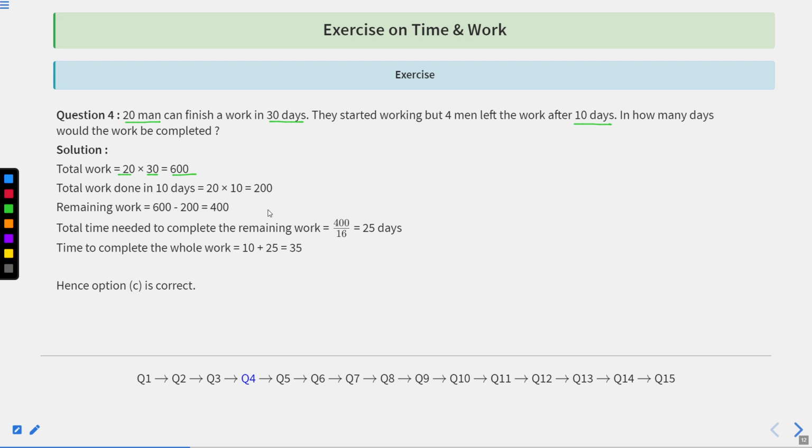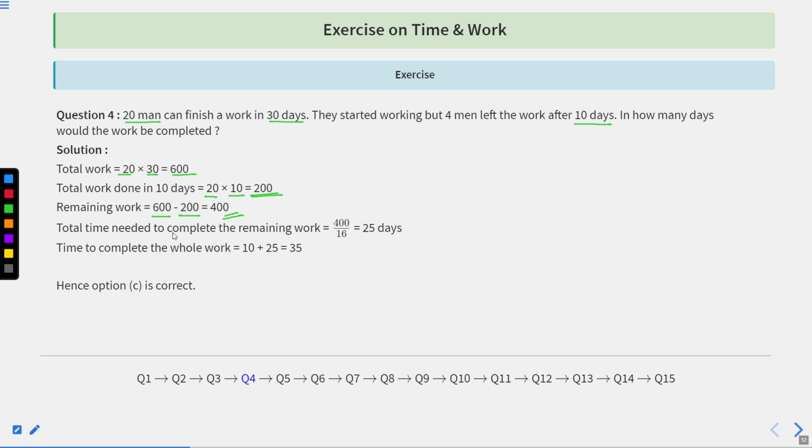So the total work completed in 10 days is given by 20 into 10, that is equal to 200. And how much work is remaining? The total work was 600 and till now, after 10 days, 200 units of work are done. So the remaining work is 600 minus 200, that is equal to 400.